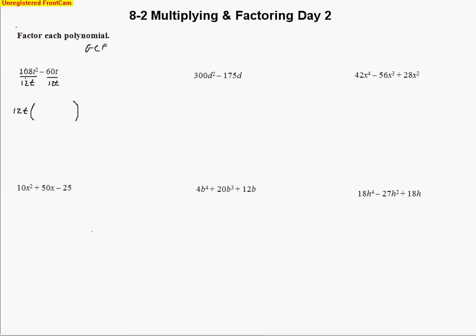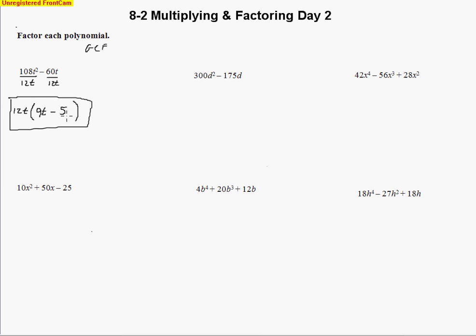12 goes into 108 9 times, and then t goes into t squared t times. And I know this is the right number because 12 times 9 makes 108, t times t makes t squared. So they multiply out to make this value. Over here I just do the same thing. 12 into 60 goes 5 times. t goes into t 1 time, so those cancel out. And so you can multiply back to see if you're right. 12t times 5 makes negative 60t, so that would be it. And that is the factored form.